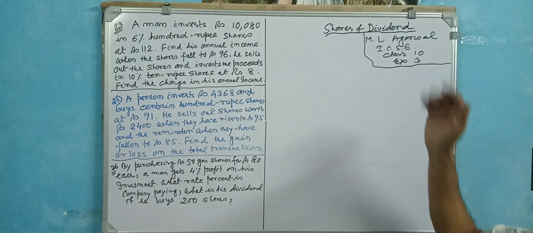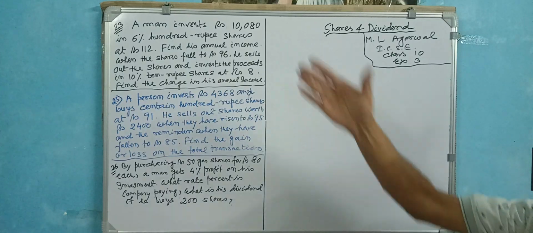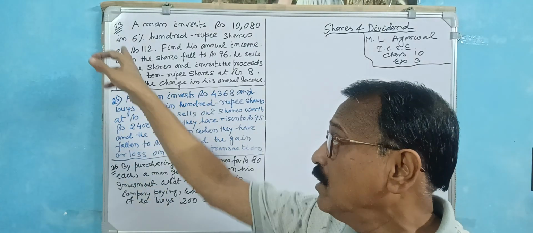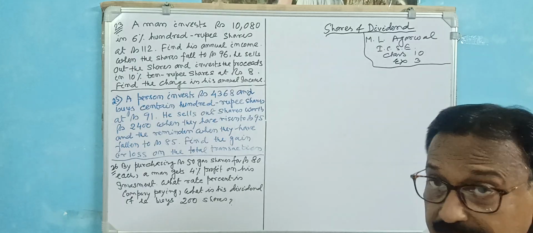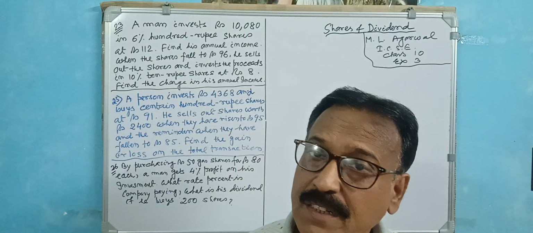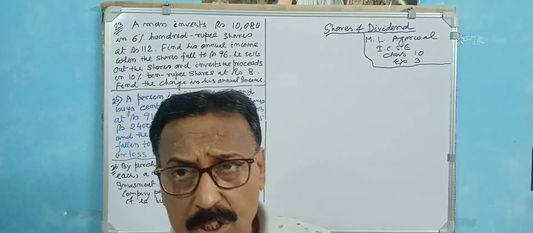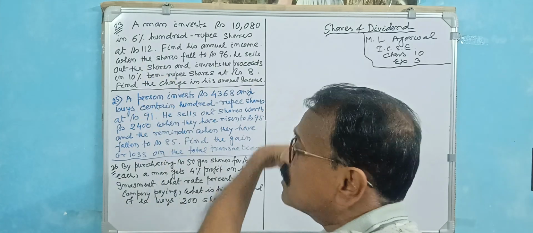These are ML Aggarwal books, ICSE class 10, exercise number 3. Three sums are already written here: 23, 25 and 26. You have the idea about shares and dividend, market value, nominal value, dividend percent return. All the concepts are clear. No need for remembering any formula. Just the concept, and you just apply it here.